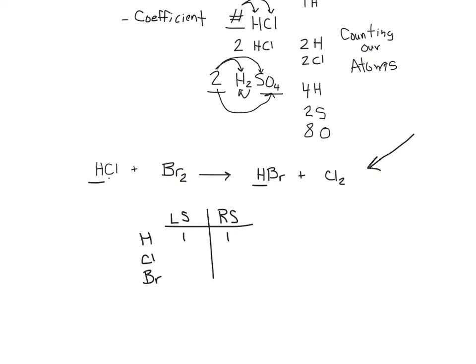Now let's look at chlorine. Chlorine has 1 on the left side, but 2 on the right-hand side. Next, let's move to bromine. Bromine has 2 on the left-hand side and 1 on the right-hand side. So right off the bat, you should notice that bromine and chlorine are not balanced.